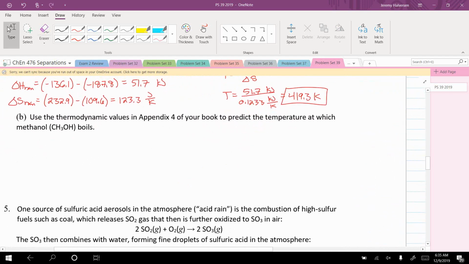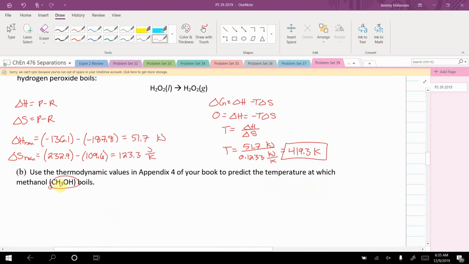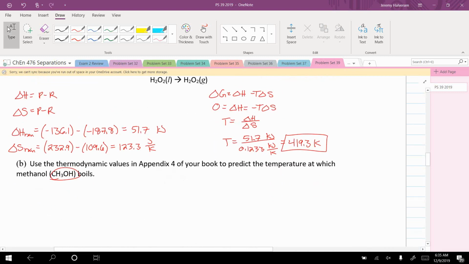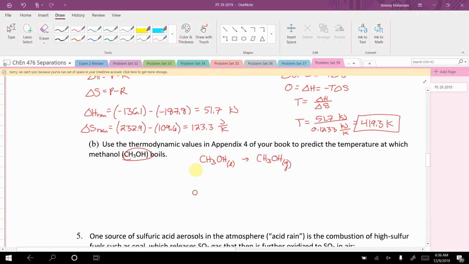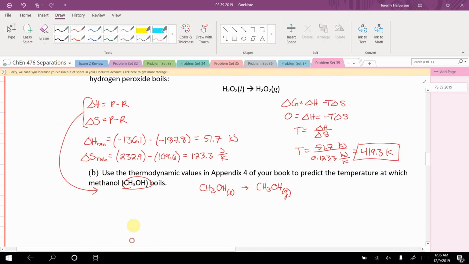And now, use the values in the back of the book to predict the temperature at which methanol boils. So now I'm dealing with CH3OH liquid going to CH3OH gas. But I'm going to do the exact same thing as I did here.